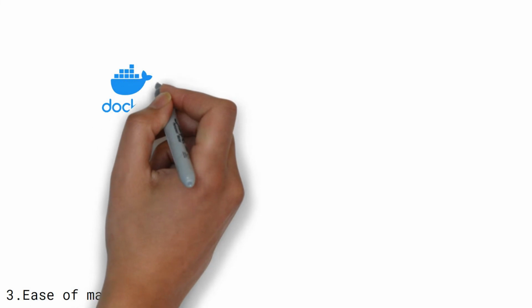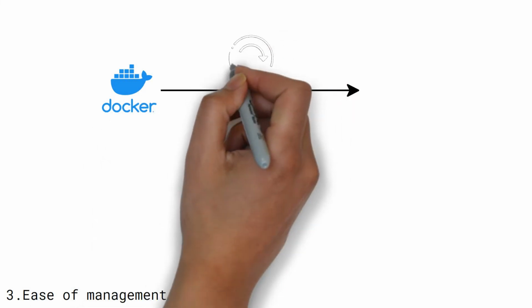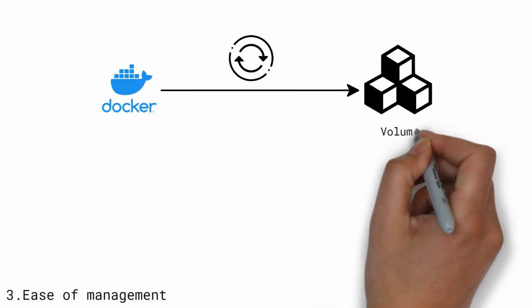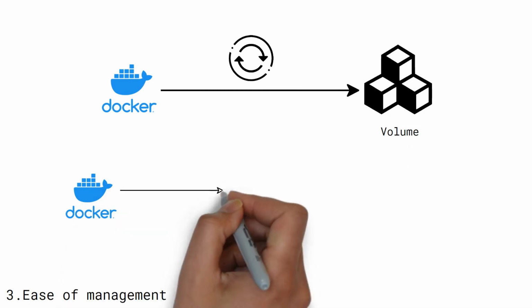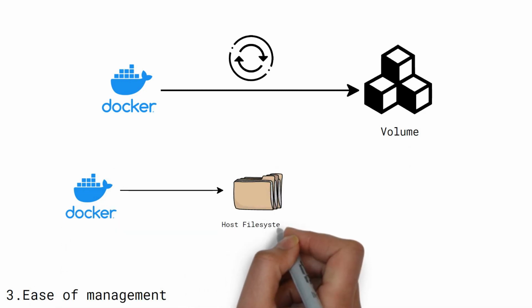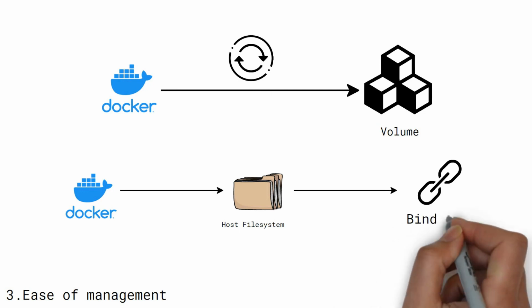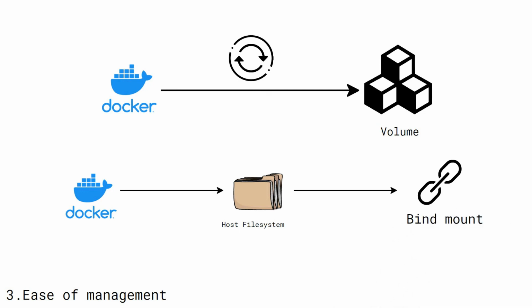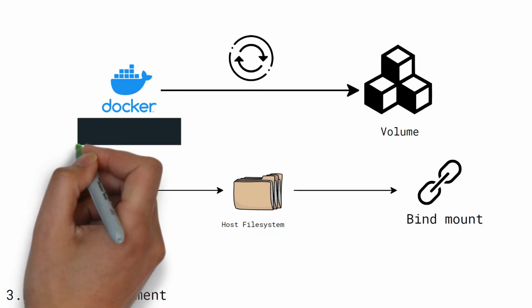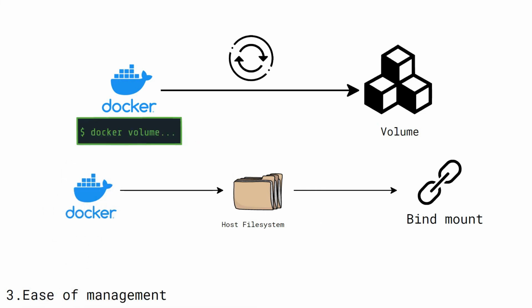Ease of management. Volumes are auto-created and managed by Docker, whereas bind mounts need to be manually mapped to the host's file system. Additionally, you can manage volumes with the Docker CLI, which makes it much more convenient.